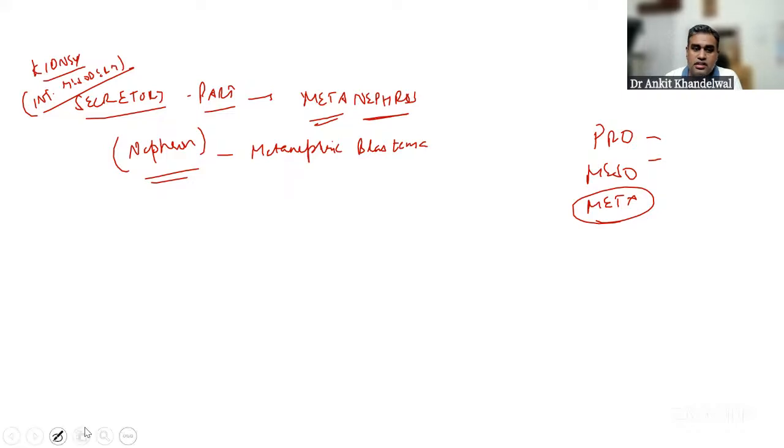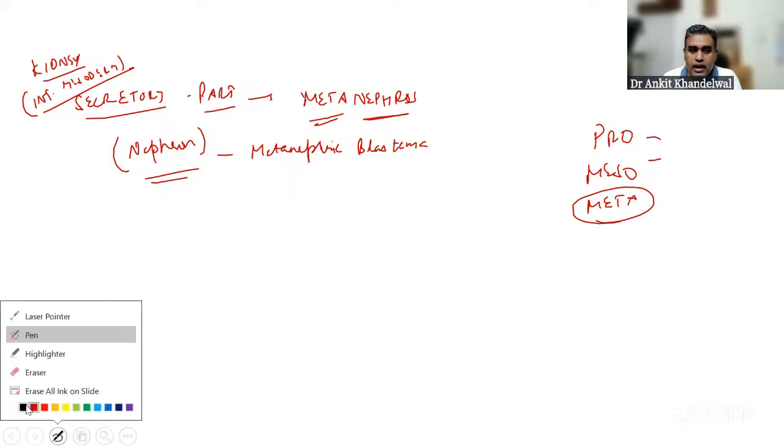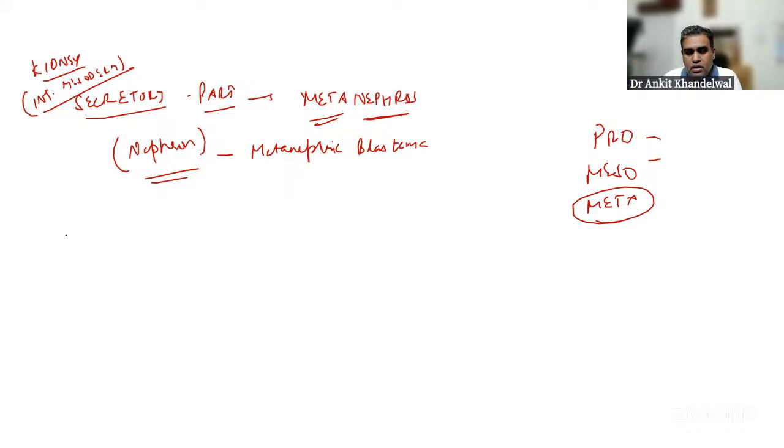Metanephric blastema. One is the secretory part. And the second part of the development of the kidney is the collecting part. Actually, it is going to collect the urine. So it starts from the collecting duct, from where the formation of the urine has ended. Then it goes to your calyces.